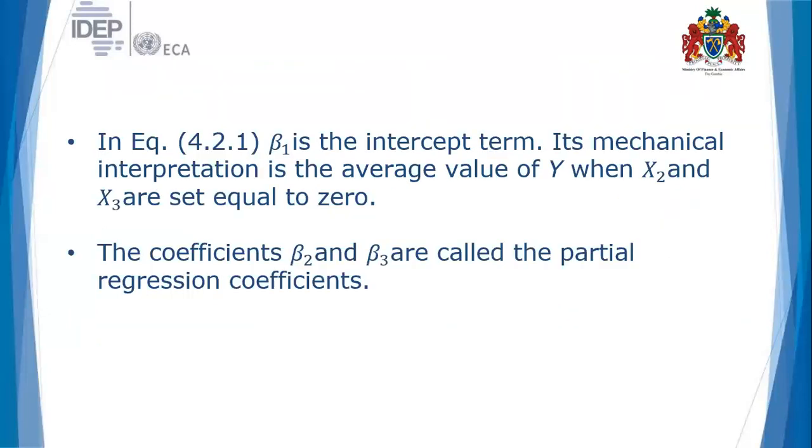So if you look at equation 4.2.1, the population regression function, beta 1 is the intercept term. In other words, its mechanical interpretation is that it is the average value of y when x2 and x3 take up the value of 0, or they are set equal to 0. The coefficients beta 2 and beta 3 are called the partial regression coefficients.